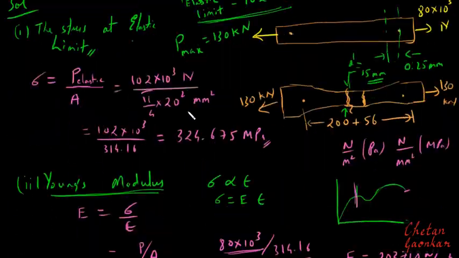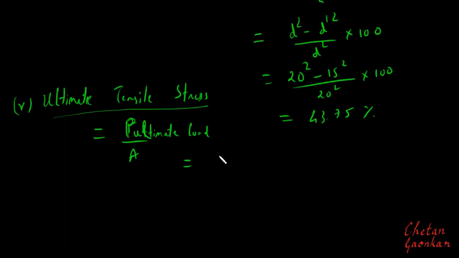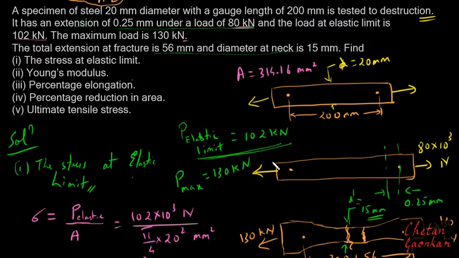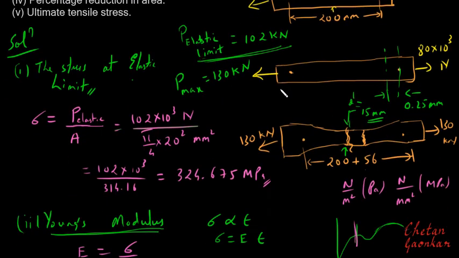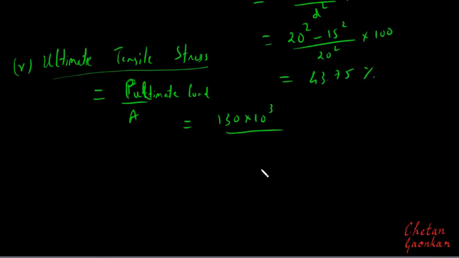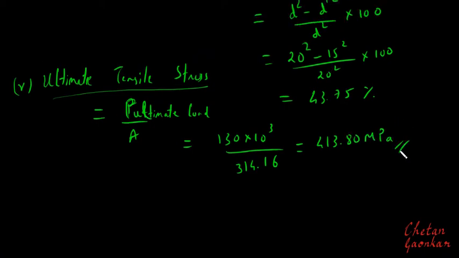It is 130 kilonewton, right? So this will become 130 multiplied by 10 to the power 3 divided by area, and the area will be considered as the original area itself, because we will be finding all the stresses in terms of nominal stresses. So this will become 314.16, and this shall be equal to 413.80 megapascals. So this is how we can calculate, or we can find different parameters.